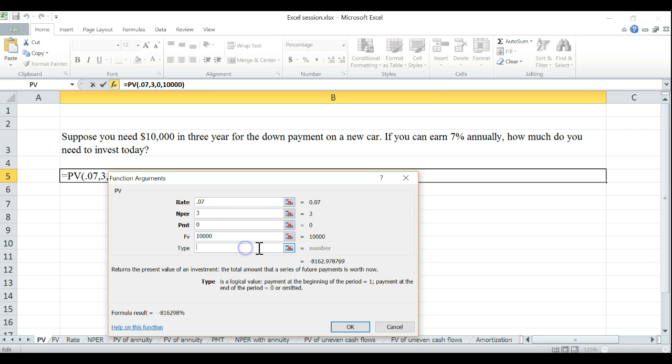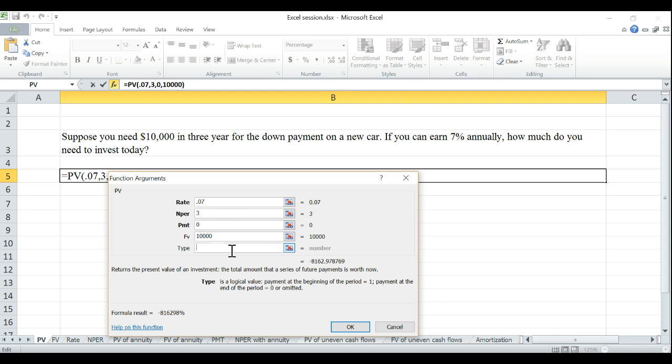And then type is something about ordinary annuity versus annuity due, which we didn't talk about in class. What it means is whether the first payment starts at the beginning of time period 1, or at the end of time period 1. For example, rent you will pay at the beginning of the month, so those are annuity due examples. Whereas ordinary annuity is when you make the payment on the 31st of every month.